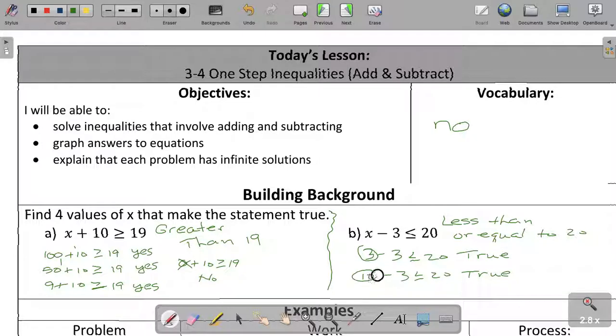How about 50? Let's try 50. 50 minus 3 less than or equal to 20? No, that's false. 50 minus 3 is 47. 47 is not smaller than 20. So 50 doesn't work. We're going to stop there.